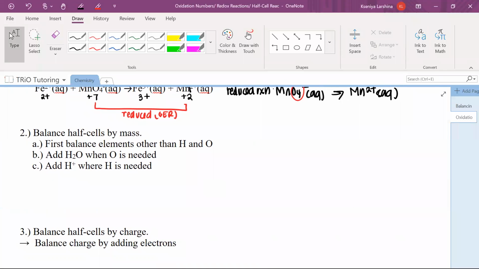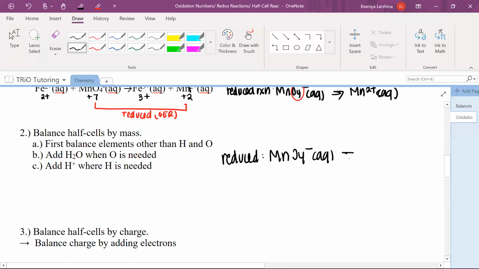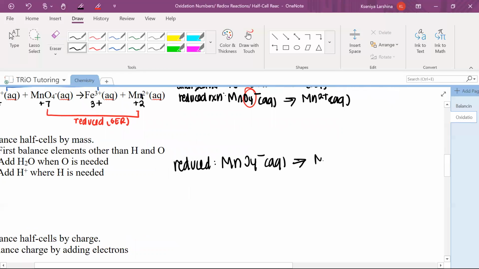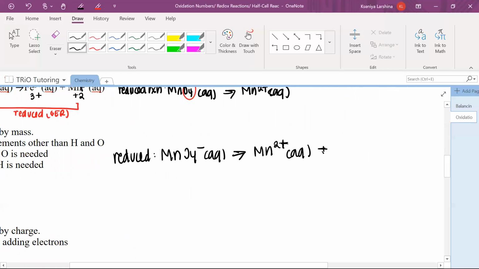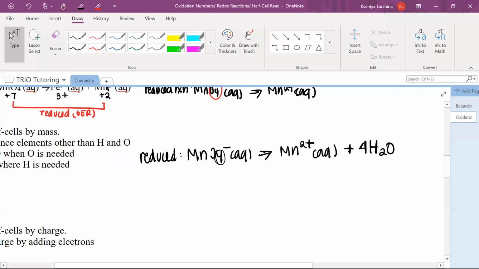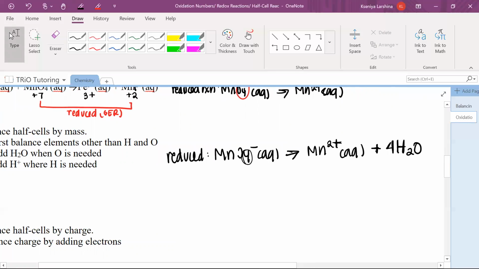So let's just rewrite that again. Reduced: MnO4 negative aqueous going into Mn2 plus aqueous. And we're going to add 4 waters because we have 4 oxygens. Don't forget about your subscripts. Now we've balanced out the oxygens.